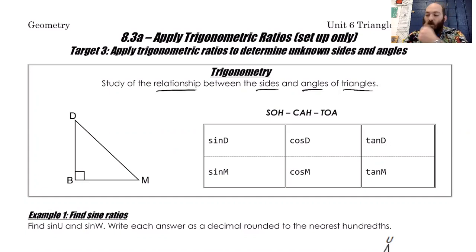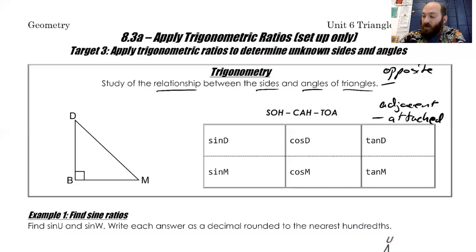When we talk about this, we're going to introduce a couple of terms that we need to cover, and those are just going to be the idea of opposite sides and adjacent sides. I'm going to start with adjacent. Adjacent, I like to think of as being attached to an angle. Opposite is going to be what is the other side. It's on the other side from that angle.